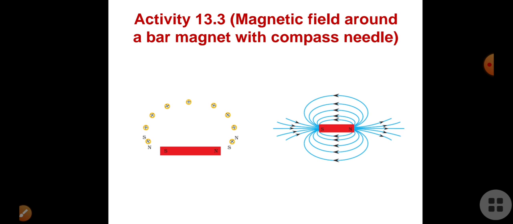Again we will do the same activity. We'll pick our compass needle from here and place it at such a place on this paper, so that its south pole will point towards that point and north pole will point on another side. And wherever this north pole will point, we mark another point at that place.